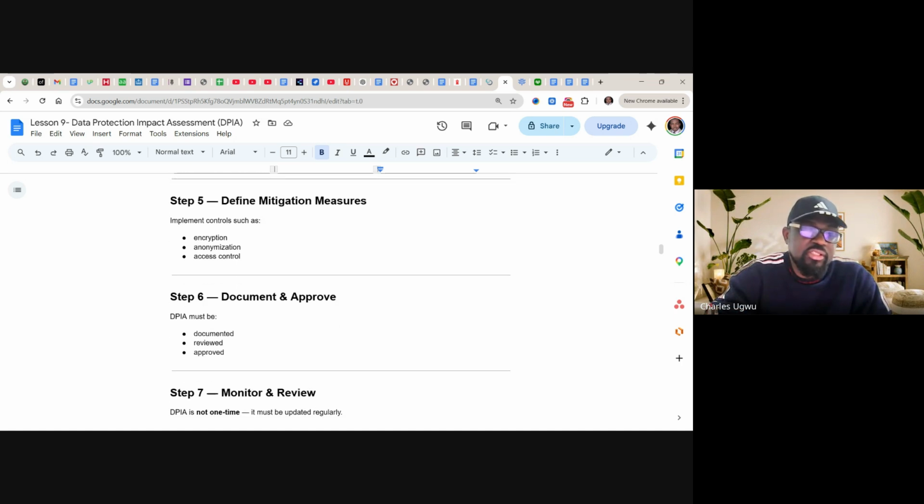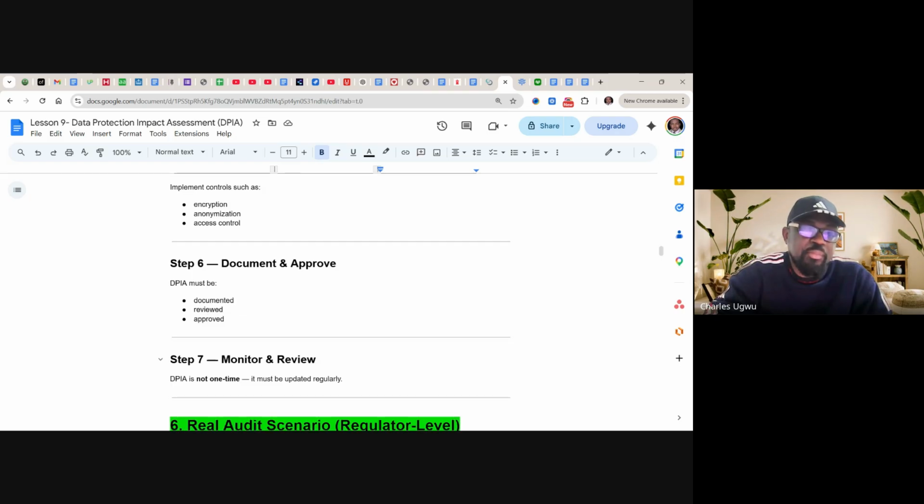Then 6, document and approve. So once that is done, we document and approve the framework. So that is, the data protection impact assessment must be documented, reviewed, and approved. And then monitor and review. You have to continue to monitor and review it regularly.